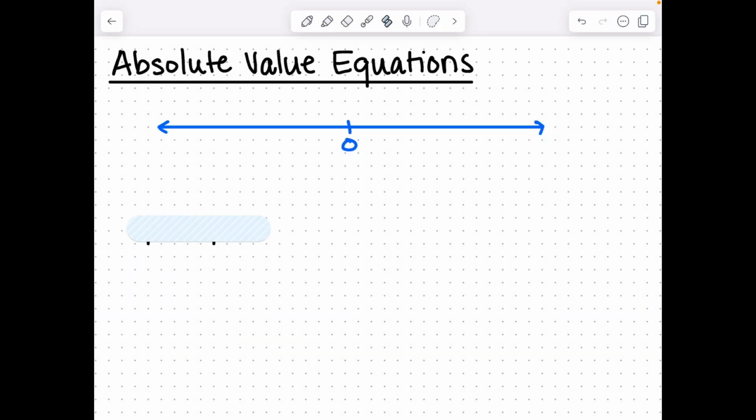Hi there, we're going to work on absolute value equations today. Now, just a quick review on absolute value. Absolute value is how far away a number is from zero. It's this: how big is the gap?